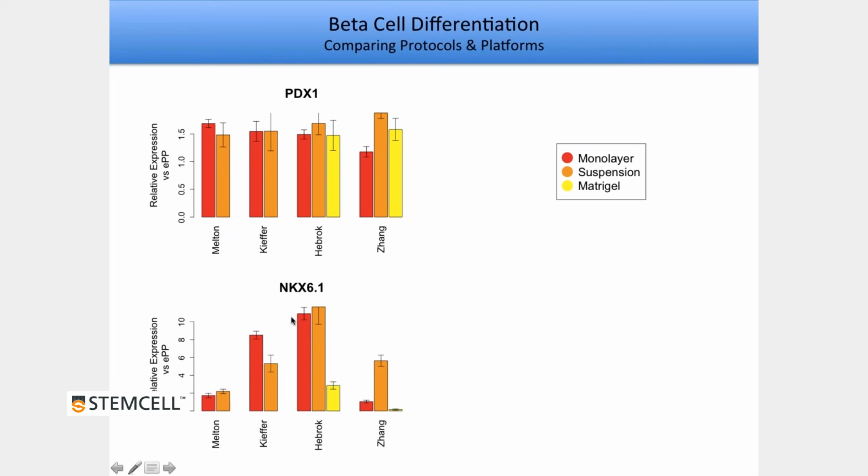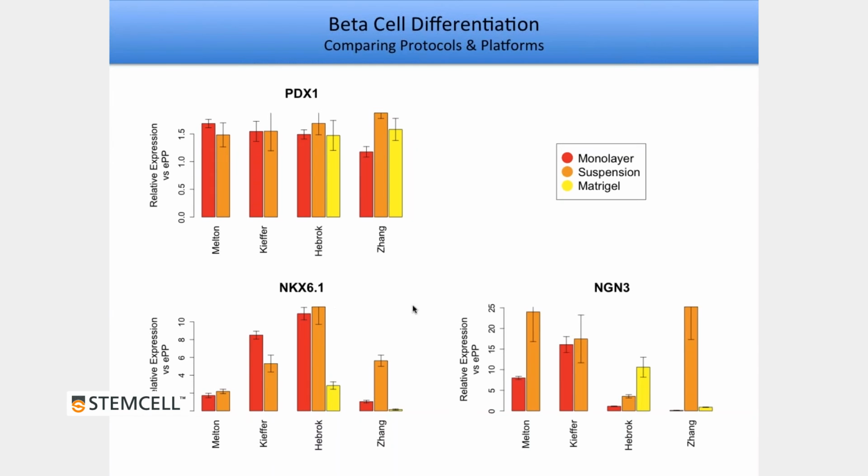However, in terms of upregulating NKX6.1 expression, the Hebrock protocol, both using the monolayer or suspension platforms, is clearly the best at reactivating this gene in these cells. So in addition to reactivation of NKX6.1, I also wanted to ensure that I wasn't prematurely reactivating neurogenin 3, as this will typically result in the formation of polyhormonal immature fetal-like cells, which is obviously something we don't want. And again, the Hebrock protocol doesn't significantly induce this gene.